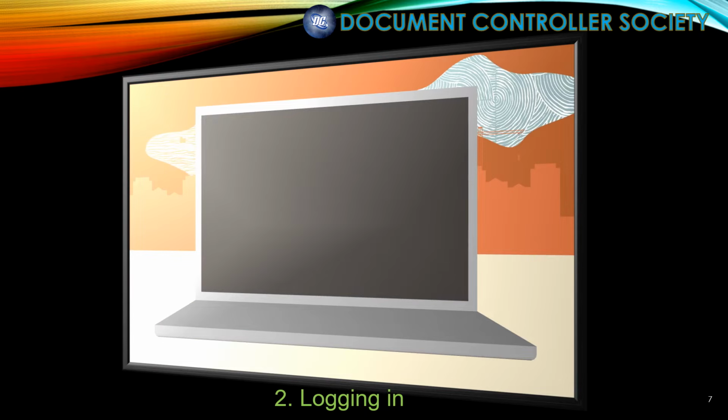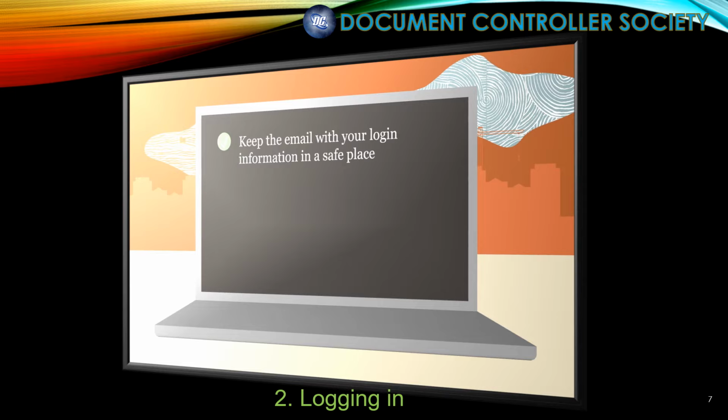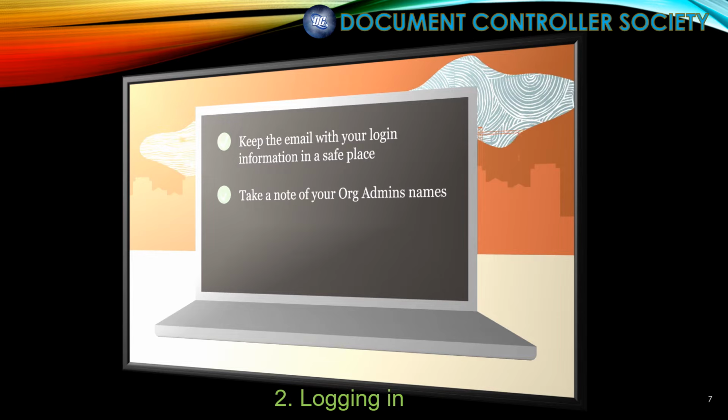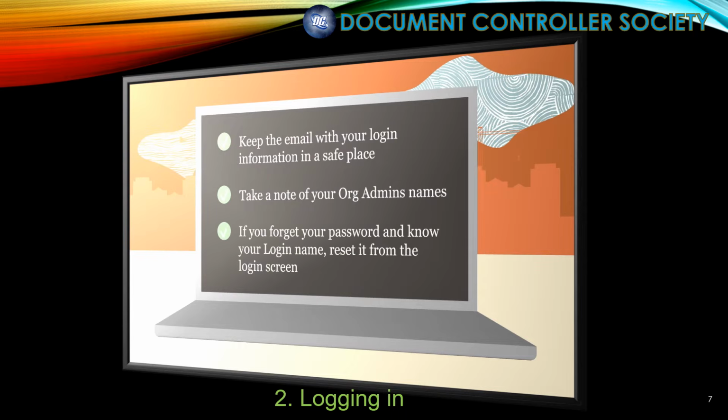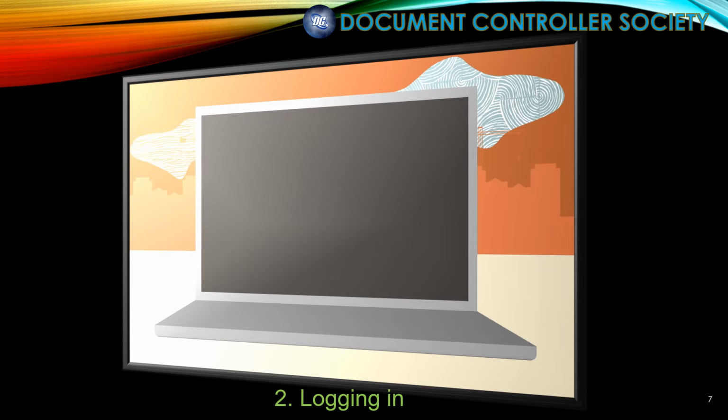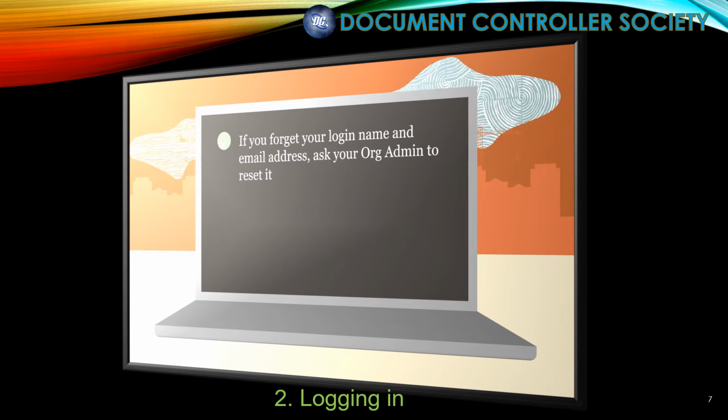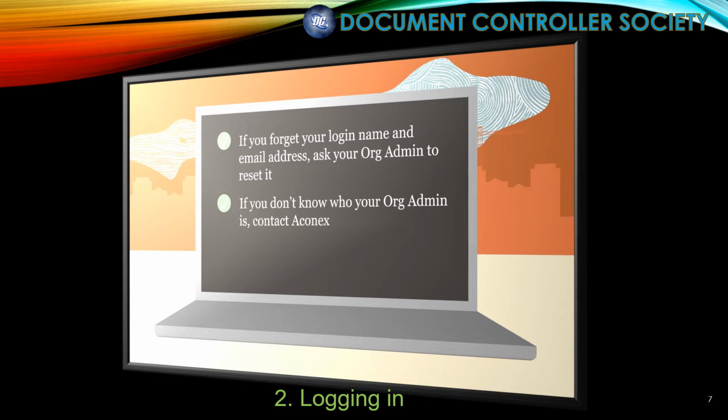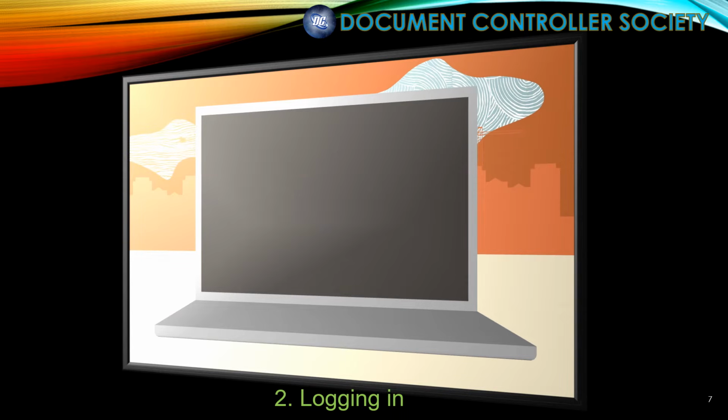So, to recap, make sure you keep the email with your login information in a safe place and take a note of your org admin's names. If you forget your password and know what your login name is, you can reset your own password from the login screen. If you forget your login name and email address, you'll need to ask your org admin to reset it for you. If you don't know who your org admin is, you'll have to contact ACONEX.